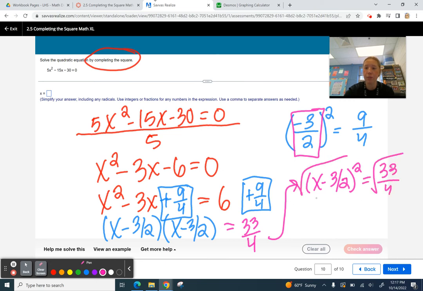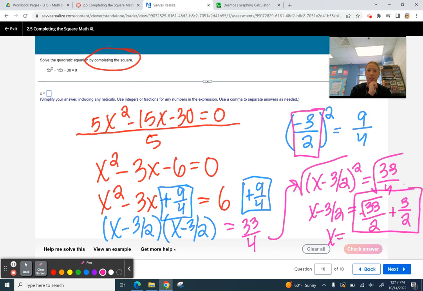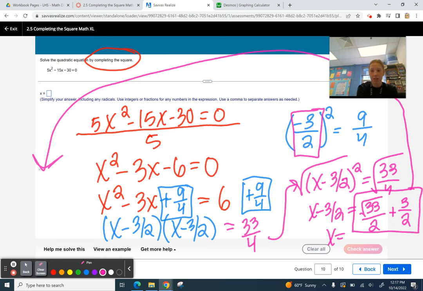I take the square root of both sides. X minus 3/2 equals the square root of 33 divided by 2, because 4 at the denominator is a perfect square. And then I'm going to take that negative 3/2 and add it to the other side to solve for x. This is my final answer. I ran out of space though. There's one last thing I can do with this. I'm going to write it over here.